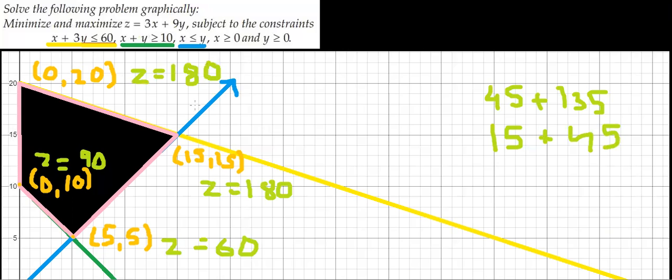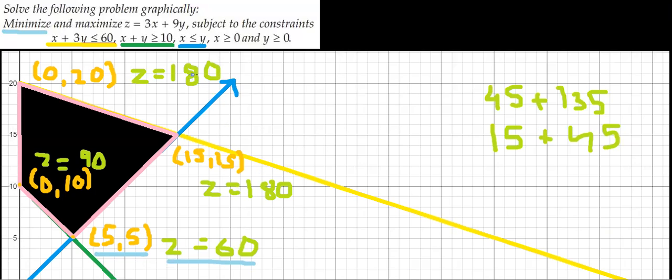And now we are in a position to answer the question that they've asked. Out of the 4 candidate values that we have, the minimum is 60, and it is achieved at 5 comma 5. So the minimum is z equals 60, achieved at 5 comma 5. And the maximum is a bit interesting, because out of the 4 candidate values, the maximum is 180, which is achieved at 2 different points.